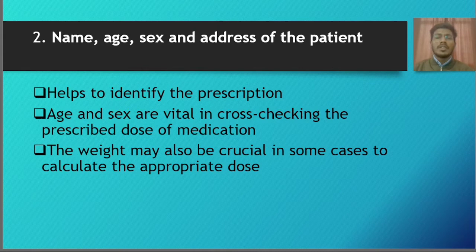So, for example, antihistamines and morphine are such drugs which are excreted through the milk and should be avoided in case of breastfeeding mothers. So the weight may also be crucial in some cases to calculate the appropriate dose.